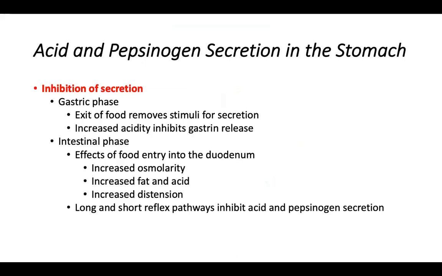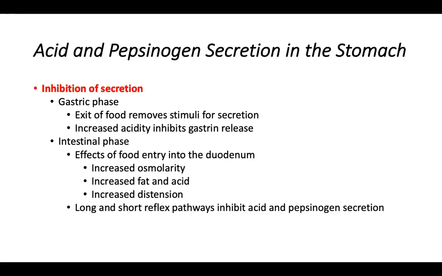Now we can see the inhibition of secretion in several different points. We can see exit or removal of food from the stomach can result in the gastric phase kind of being terminated or inhibited. We can see the increased acidity. So if there's too much acid being released in the stomach, that's another stimulus to kind of shut down acid secretion by inhibiting gastrin release. And then the lack of gastrin will block that chief cell from secreting pepsinogen and the parietal cells from secreting acid. Okay.